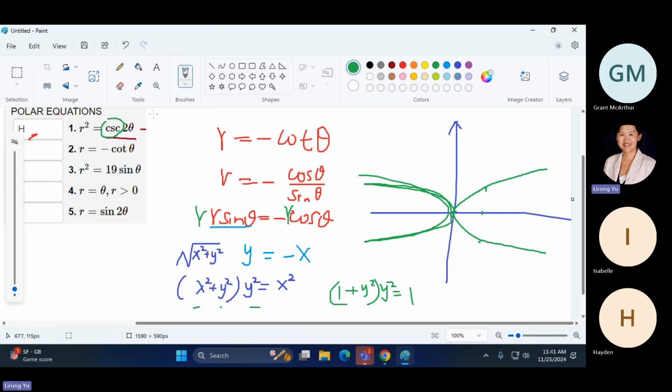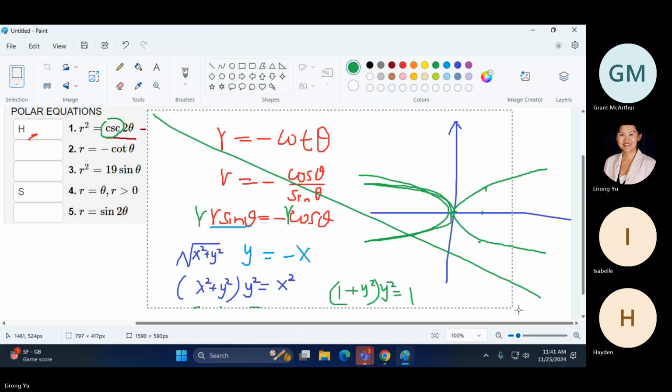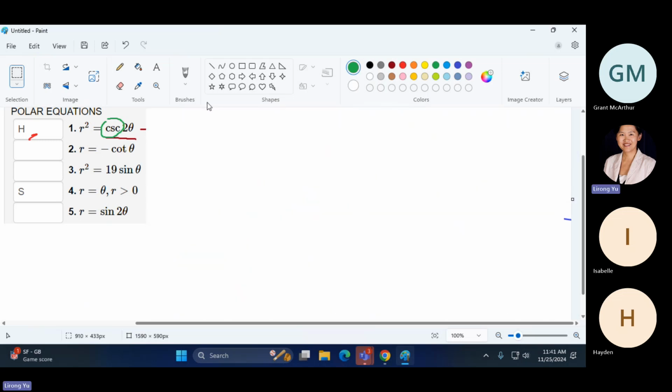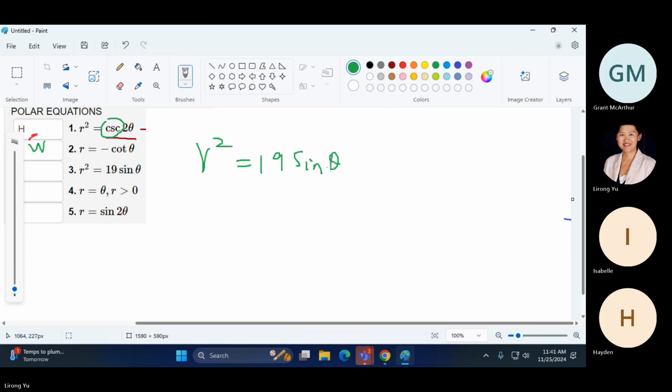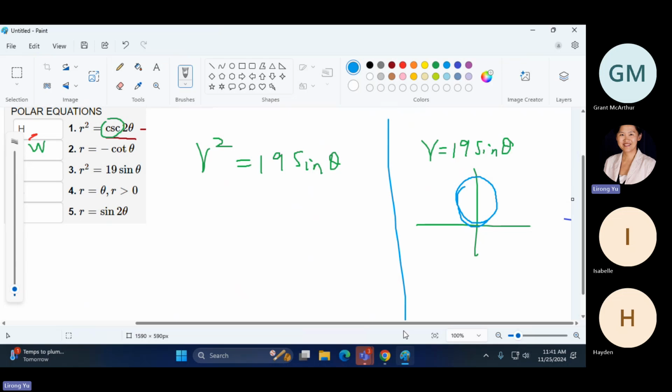That's the second graph. The third one has r squared equal to 19 sine theta. Weird. I remember r equal to 19 sine theta, which is representing a circle of radius 19. So this is how this one looks. Okay, they're not the same.